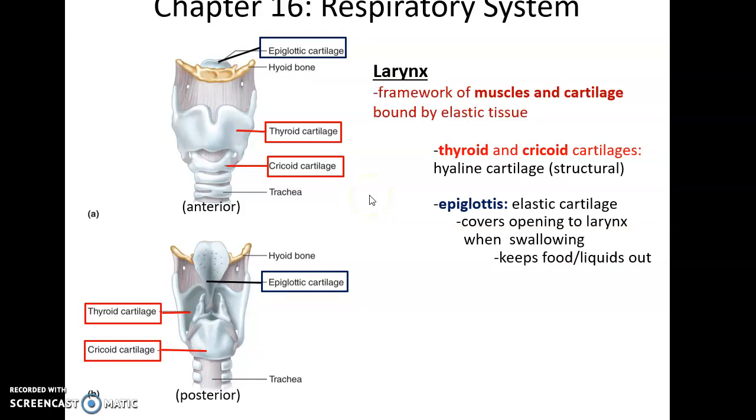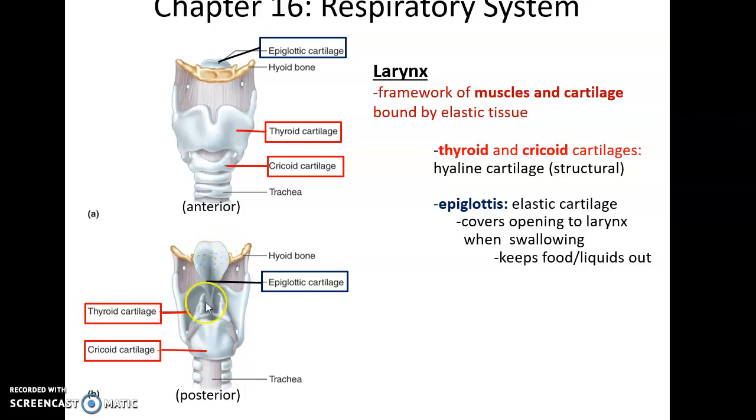The larynx is composed primarily of muscle and cartilage, although the hyoid bone is sometimes considered the superior structure of the larynx. The larynx is either attached to the hyoid bone or includes the hyoid bone. It has the thyroid cartilage that sticks out anteriorly. It's the big bump that you can see, especially large in men. And then below that is the cricoid cartilage, which is the inferior portion of the larynx that then connects to the trachea. And they are made of hyaline cartilage.